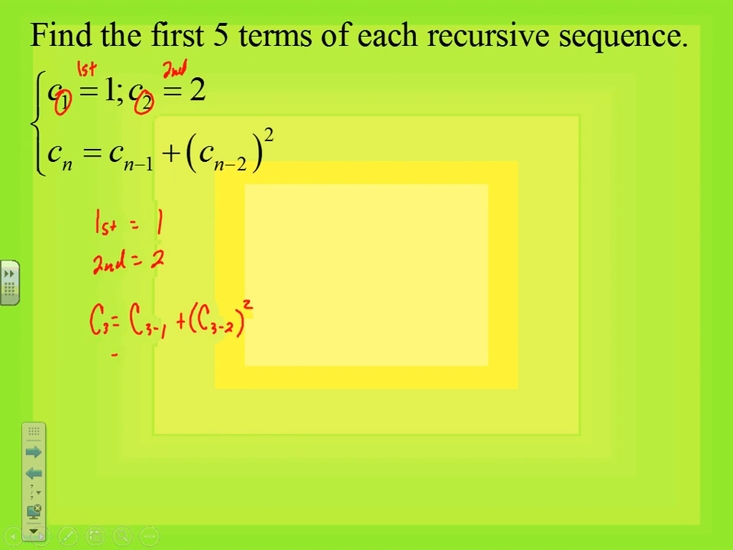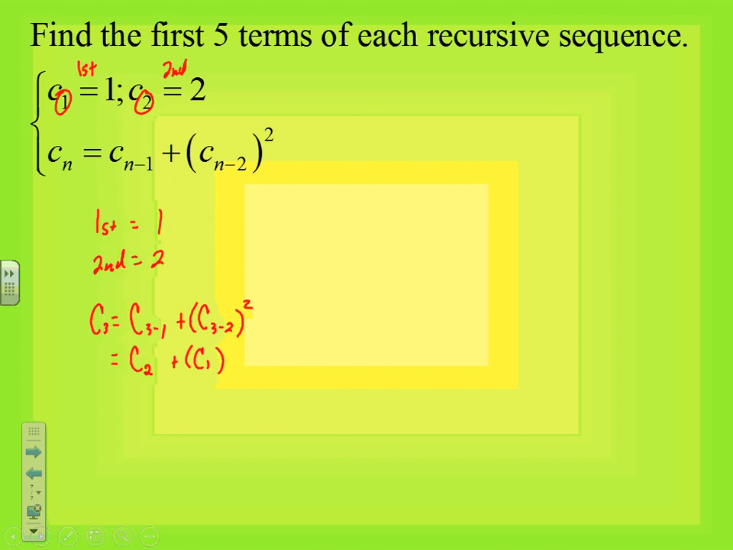Well, the reason why I need the first and the second element for this one is because when I simplify the subnumbers here, 3 minus 1 is 2. So that's why I need to know what the second element is. So C of 2 is 2. And here in the parentheses, the 3 minus the 2 is going to give me 1.